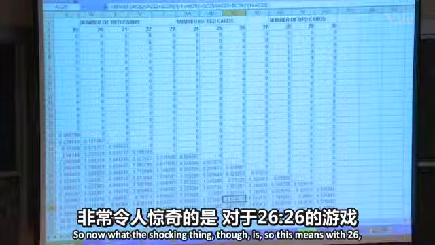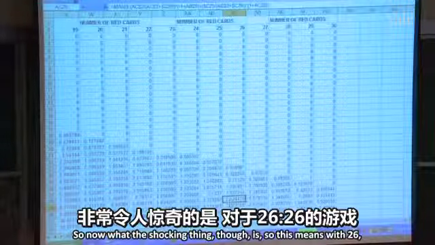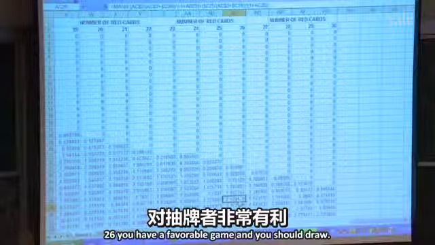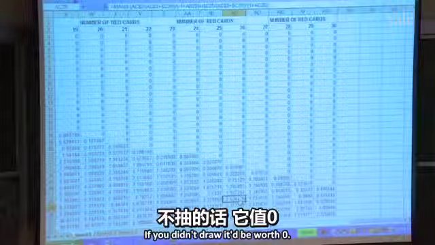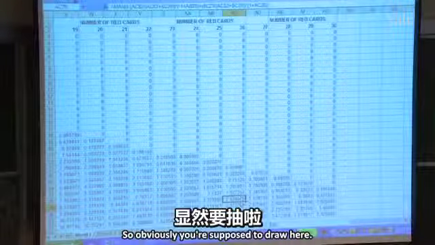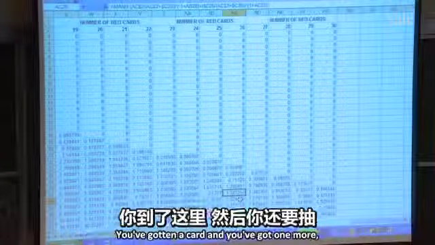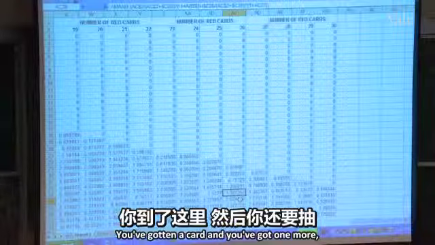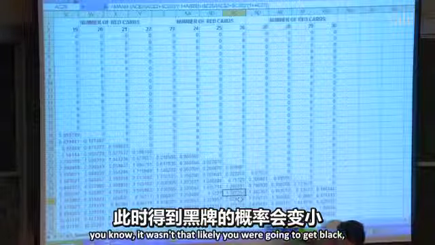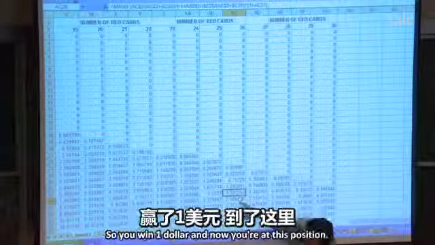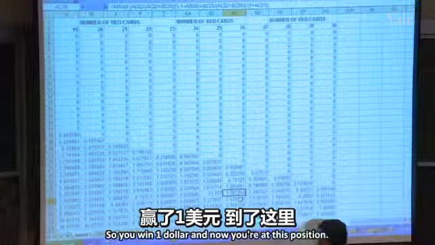Now, the shocking thing though is, this means with 26.26 you have a favorable game and you should draw. If you didn't draw, it'd be worth 0. So obviously you're supposed to draw here. If you get a black card, you're going to go here. So here you're down. You've gotten a card, and you've got one more. It wasn't that likely you were going to get black, but if you did, 50% chance you go here. So you win $1, and now you're at this position.